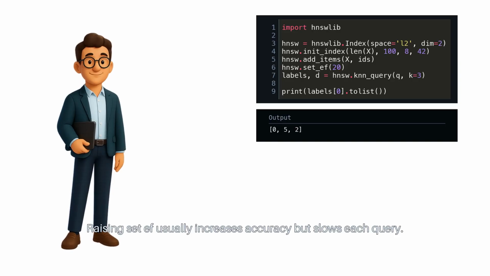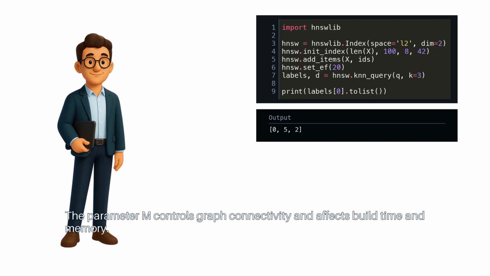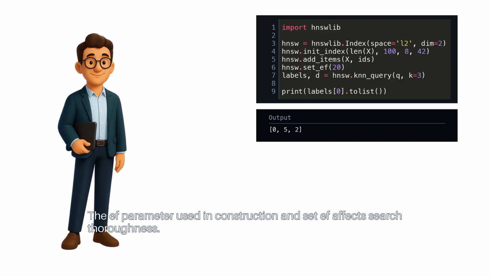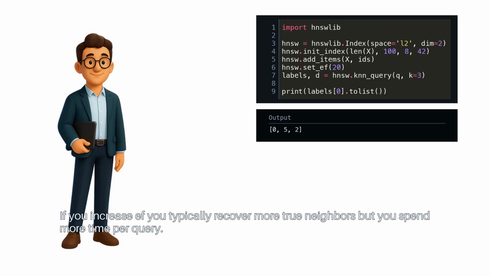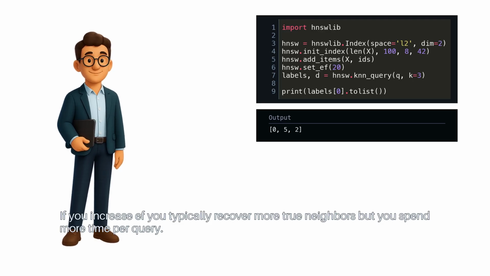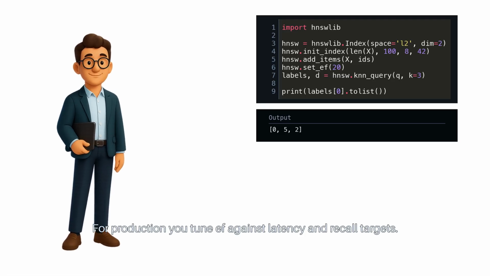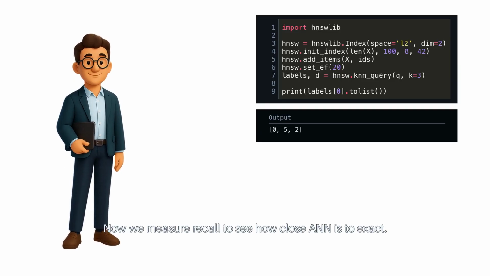Raising set ef usually increases accuracy, but slows each query. This shows the classic KNN trade-off in one place. The parameter M controls graph connectivity and affects build time and memory. The ef parameter used in construction and set ef affects search thoroughness. If you increase ef, you typically recover more true neighbors, but you spend more time per query. For production, you tune ef against latency and recall targets. Now we measure recall to see how close KNN is to exact.